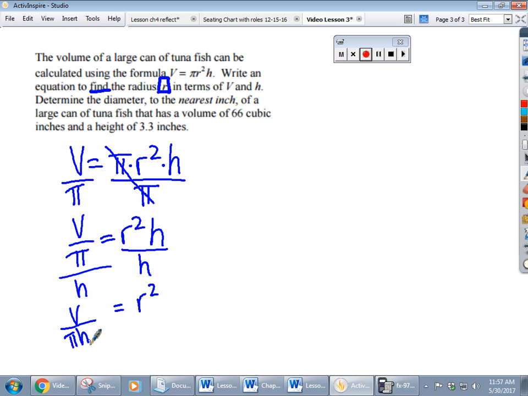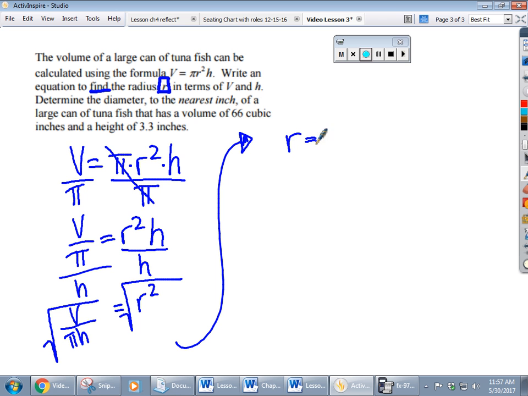Unfortunately, the r is not by itself because I still have that squared symbol. So in order to eliminate something squared, the opposite is the square root, and that's what we learned in our last unit. So we know that those two cancel. The result, which I'm going to write over here, is that r will equal the square root, and I'm putting all of these variables and the pi symbol within that square root sign. Everything is in there. So that is the first thing, writing the equation, finding r. It says in terms of V and h, and that's what I did, V and h being on the other side of the equation. So I'm still good there.